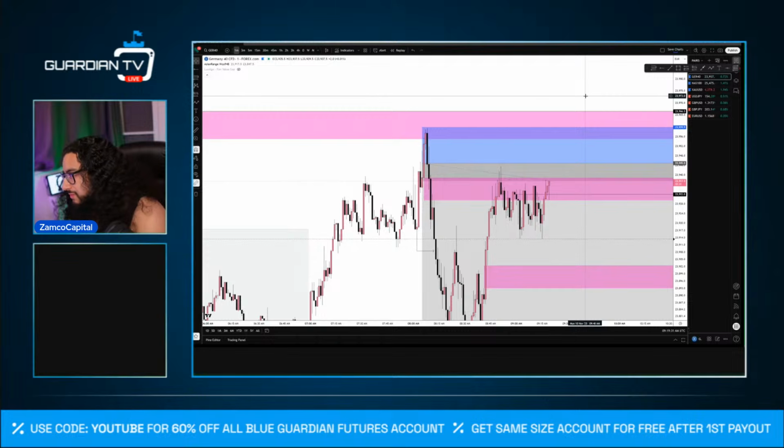Oh, come on, man. What are we doing? Just some annoying consolidation, man. The reason I'm mad is it didn't sweep Asian lows. It created equal lows below. Then why retrace that deep? Man, trading is not for the weak.